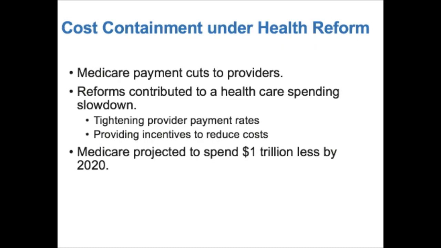The main cost control measures under the ACA aim to cut Medicare payments to providers. Another idea was that competition among health plans through the healthcare exchanges would control costs. Unfortunately, many mandates in the ACA actually increased premium costs. But overall, according to the Commonwealth Fund, the reforms under the ACA have contributed to the slowdown in healthcare spending by tightening provider payment rates and providing incentives to reduce costs. Under the ACA, Medicare is projected to spend $1 trillion less by 2020.